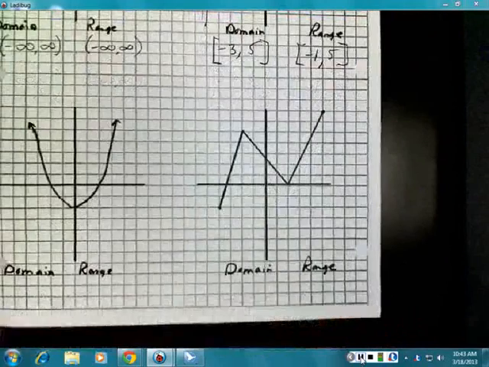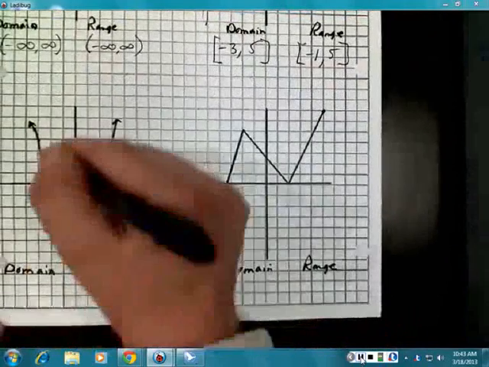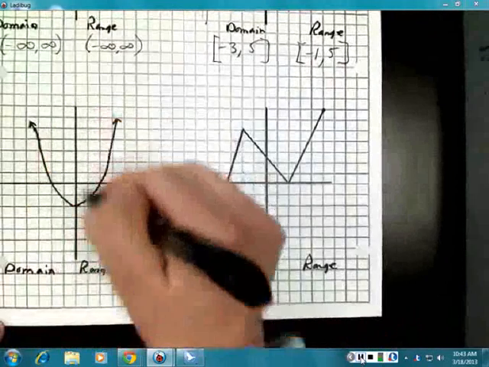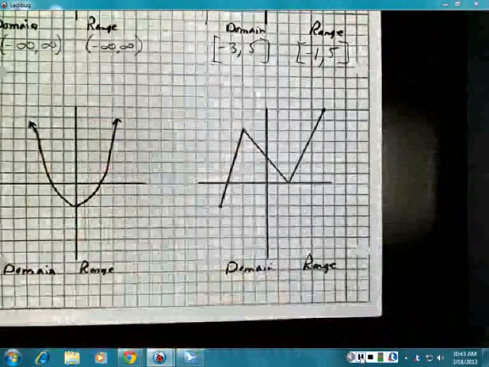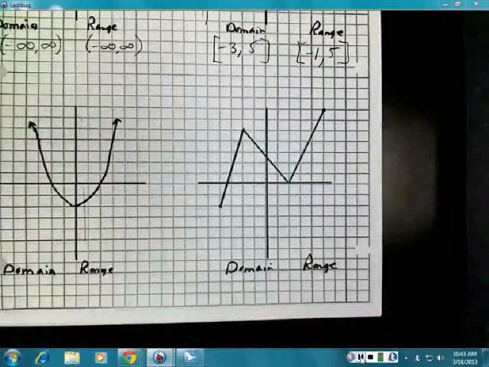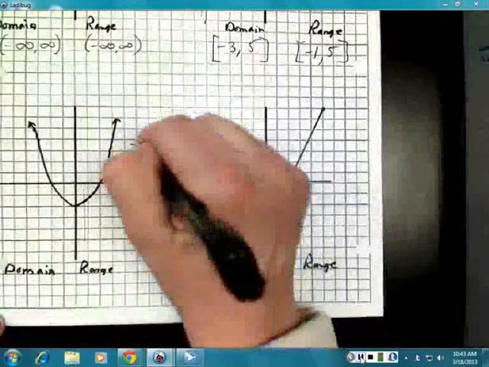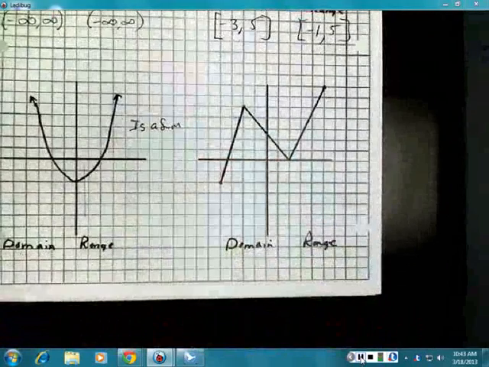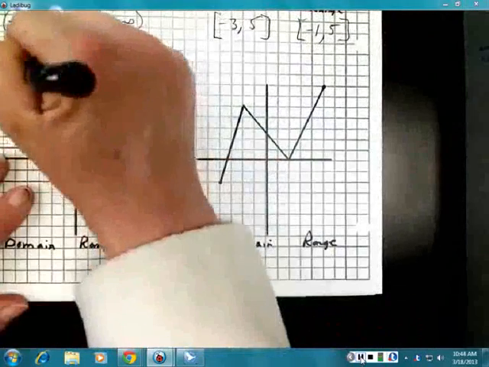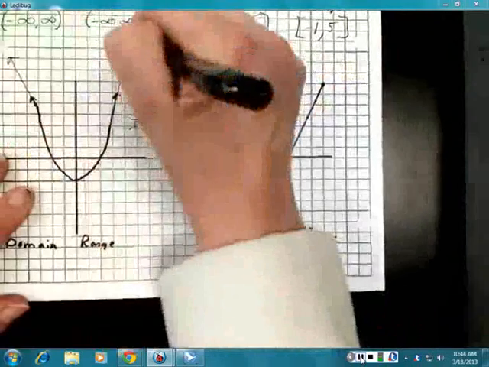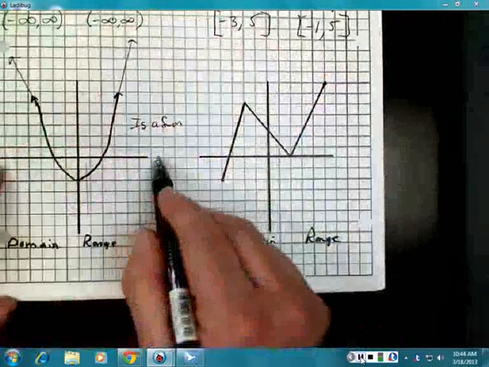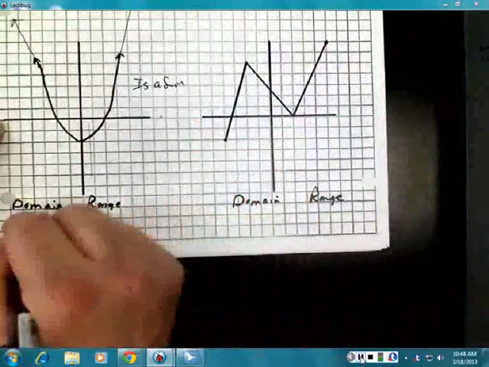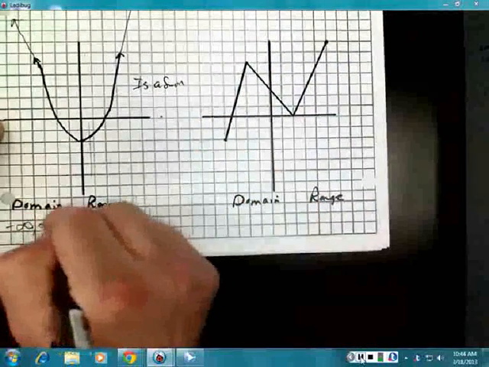Is it a function? Function meaning that x is associated with only one y. So if I check my vertical line test, it's only touching a single x with a single y, right? So it is a function. What's its domain going to be? Well, it's got arrows on here, and what that means is it keeps going this way and it keeps going this way. So is there a limit on my domain? Infinity. From negative infinity to positive infinity.